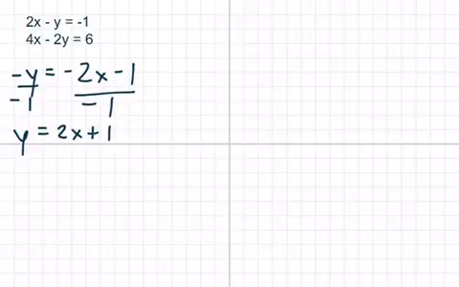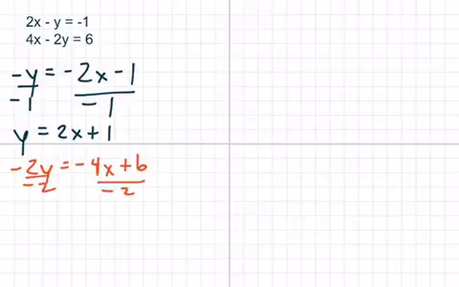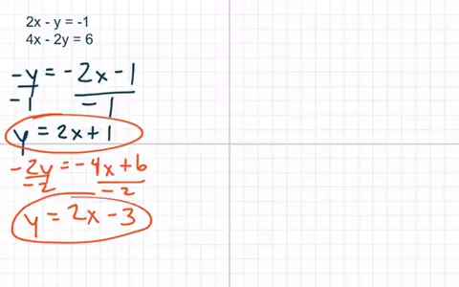Second one, subtract the 4x. End up with -2y is equal to -4x plus 6. And then divide by -2. So we get y is equal to 2x minus 3. Okay, so now we have our two equations. Now we can graph. We got them both in slope-intercept form.